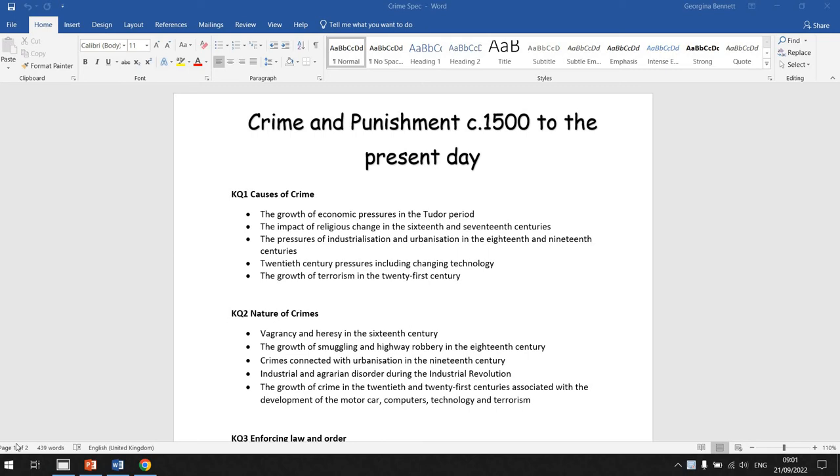Hi, and welcome to your first lesson on crime and punishment around 1500 to the present day. This is Unit 3 of the History specification. It's the biggest unit. It's worth around 30% when examined. It's also the biggest exam.